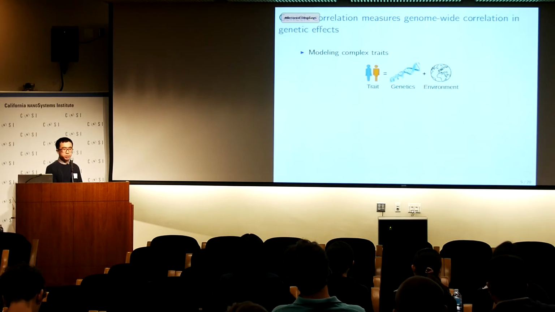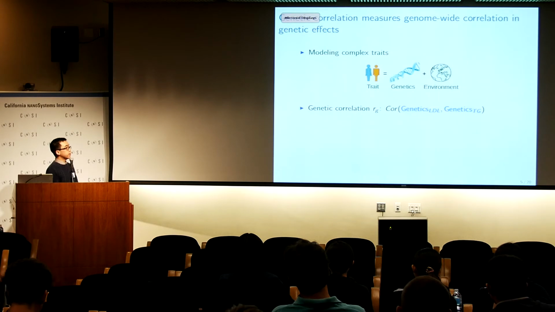So a widely used approach to quantify the degree of genetic sharing is genetic correlation. In genetics, we often model a trait as a summation of its genetic effect and its environmental effect. And then the genetic correlation, for example, between the trait LDL and triglyceride is the correlation between the genetic components of the two traits.